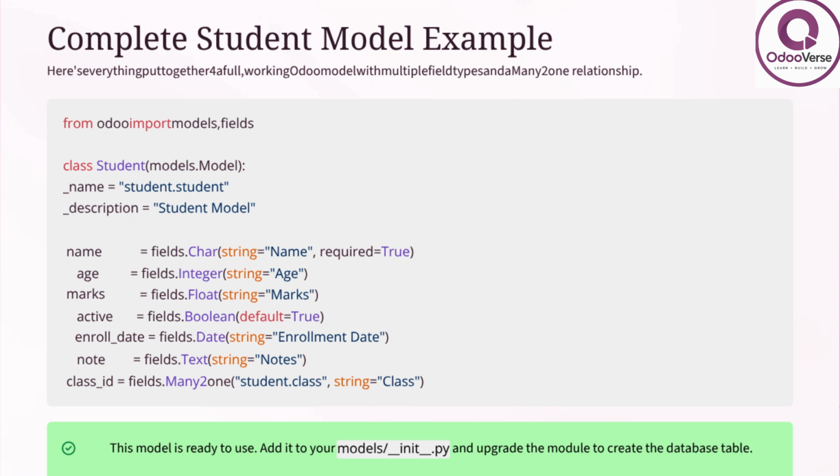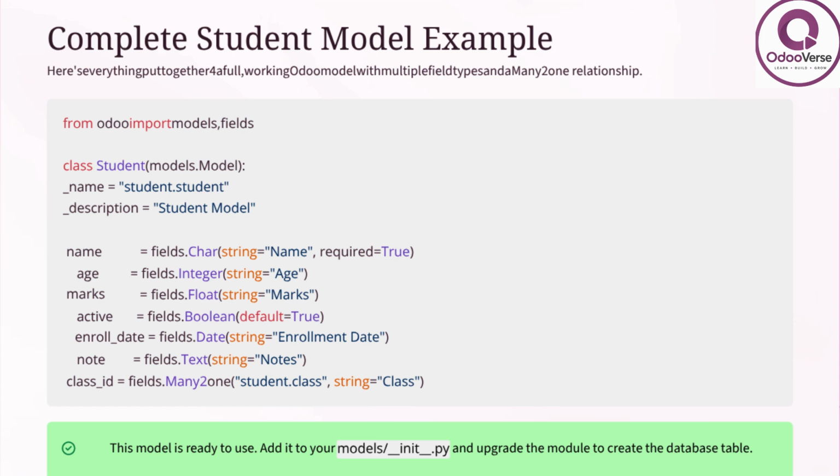Now, let's look at a complete working student model. Here we can see a Char field for name, Integer field for age, Float field for marks, Boolean field for active status, Date field for enrollment date, Text field for notes, and Many2one relationship for class. This is a real Odoo model structure used in development projects.